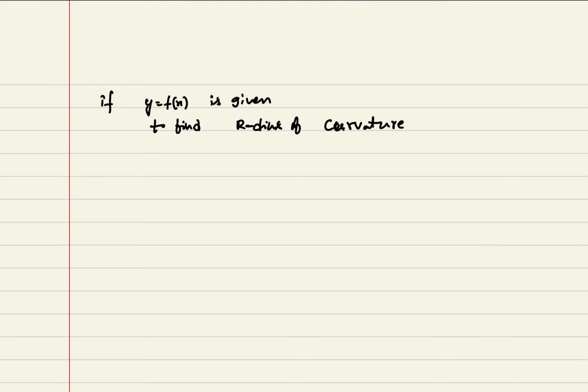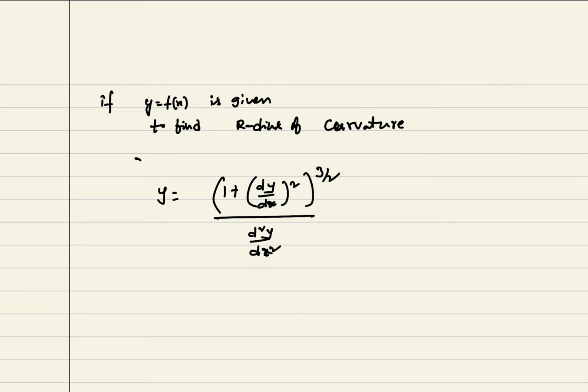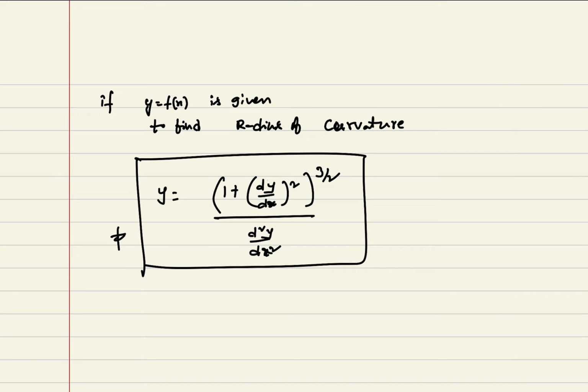at any point, any x, you can calculate: r is equal to [1 plus (dy by dx) whole square] whole to the power of 3 by 2 divided by d square y divided by dx square. By using this expression, you can calculate the radius of curvature r for the given question.